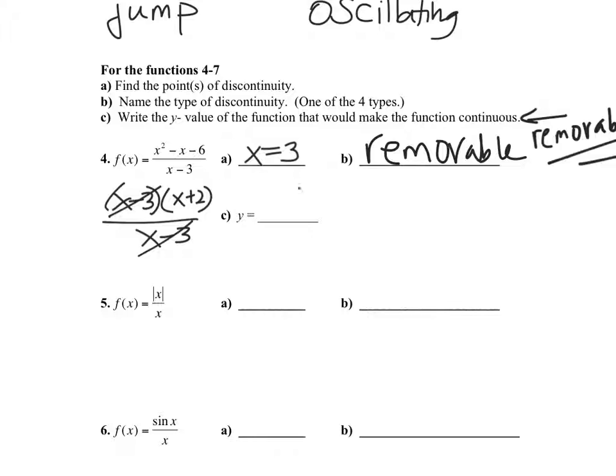And then what would y equal if we wanted to make it continuous there? 5. How do you get 5? Plug it in. After you have removed the problem, you can now take 3 and plug it in. So you have to do these algebraically? You can, or you can graph it.